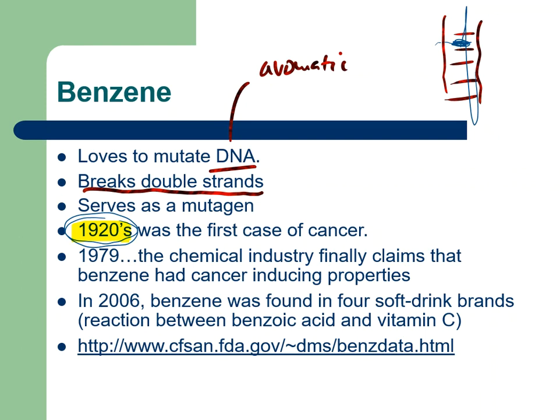1979, the chemical industry finally said, okay, yeah, there's enough studies with benzene now. It does have cancer-inducing properties. You got us red-handed, so we're going to put a little bit tighter measure on benzene, so that way if you have employees, they don't overexpose themselves. So we admit it. You got us. Yeah, we're guilty. And then in 2006, benzene was found in 4 soft drink brands.